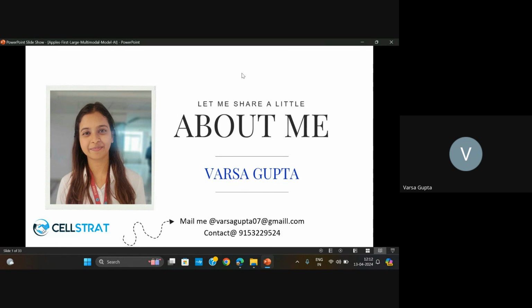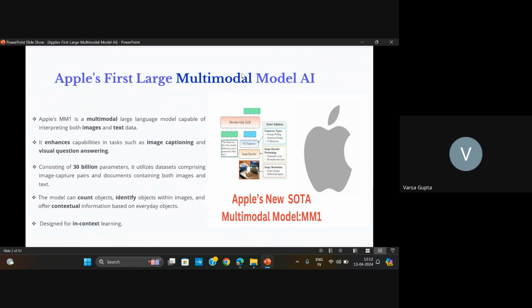So the topic of today's presentation is Apple's large multimodal AI. Apple's priority on devices might be the reason that we have not seen much from them in AI spaces, but it seems that it has changed. Apple launched its first multimodal model on the 14th November of this year, showing that it's not behind other companies in the race of LLMs.